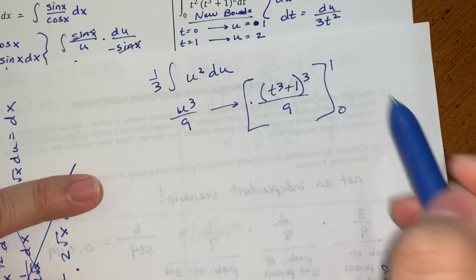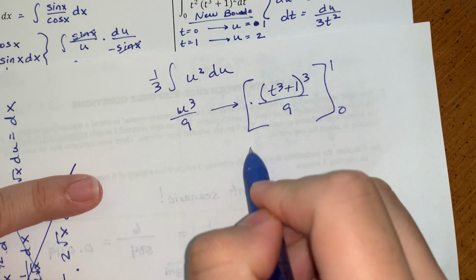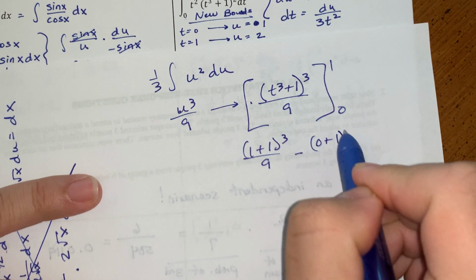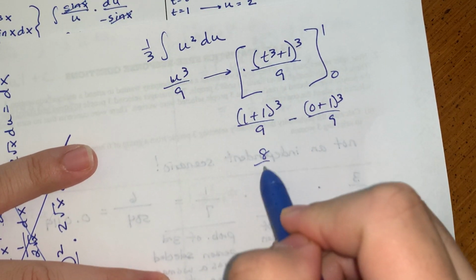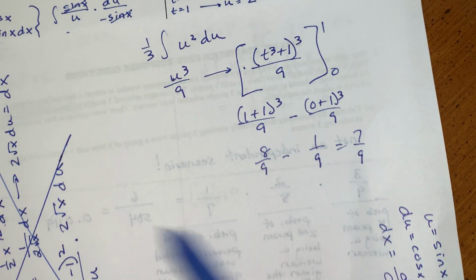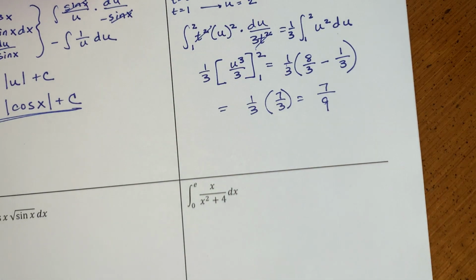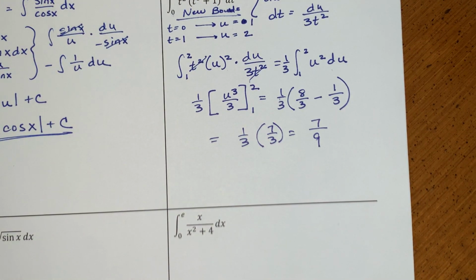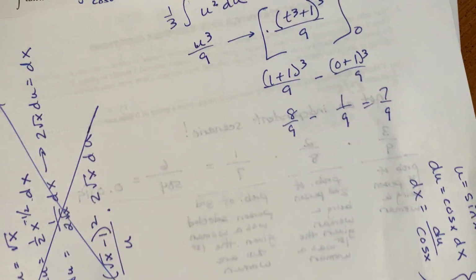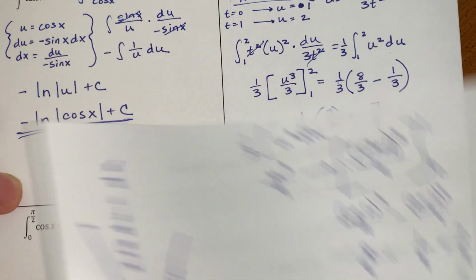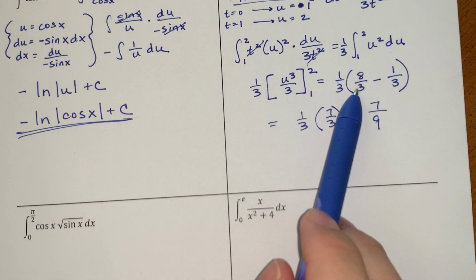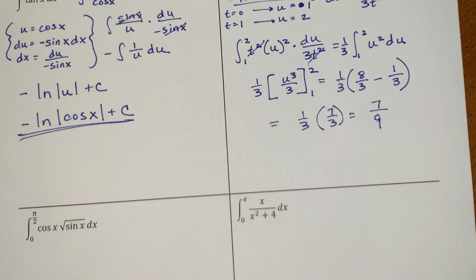If I plugged in 1 and 0 into this, I'll have 1 plus 1 cubed over 9 minus 0 plus 1 cubed over 9, which is 2 cubed is 8 over 9, and this is minus 1 over 9, which is 7 over 9. You'll get the same answer if you do it this way, but I don't know. You pick the method you like more. I would recommend this one. I used to do it like this all throughout high school and even for the AP exam. But then when my calculus 2 professor showed me this method, I never turned back. I love this method.